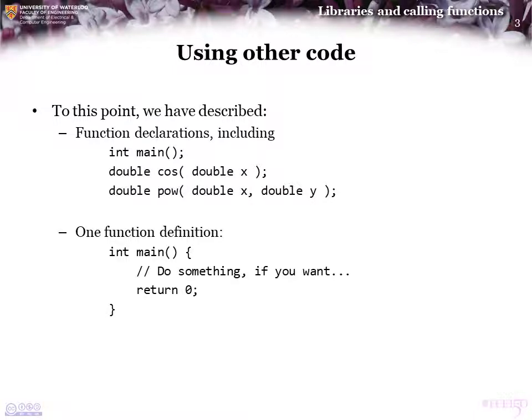Now, we have so far engaged in using one function definition. Every time we wrote a program, we had to implement the function main, and of course we returned 0. Someone else implemented the cosine and power functions in the standard C math library. However, in this topic, we're going to see how we can write functions that you can call explicitly from within your programs.